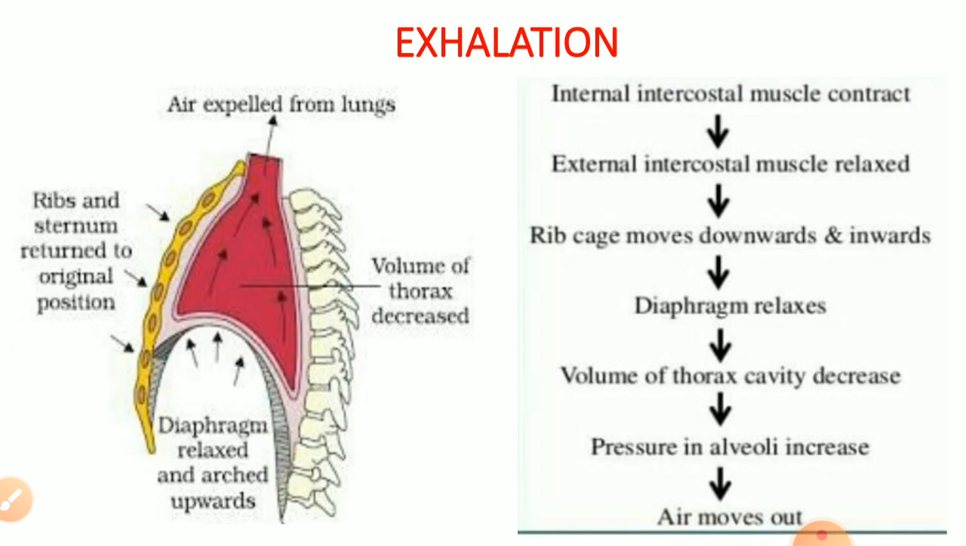How does exhalation take place in the human body? It is just the reverse process of inhalation. In this process of expiration, the steps are: the internal intercostal muscles contract, the external intercostal muscles relax, the rib cage moves downwards and inwards, meaning the ribs move downwards and inwards, and the diaphragm relaxes and again forms a dome shape.